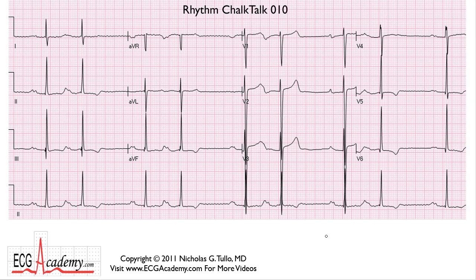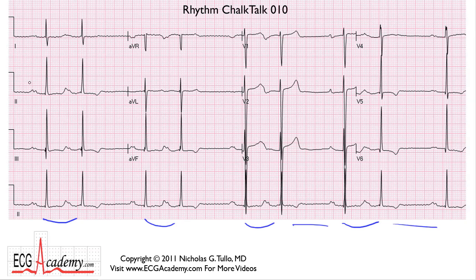Looking at the 12 lead, you can notice that there is an irregularity to it, but we talk about regularly irregular or irregularly irregular. And I think what you guys should be able to recognize is that there are groups of two. There's group beating with two beats followed by a pause and two beats followed by a pause.